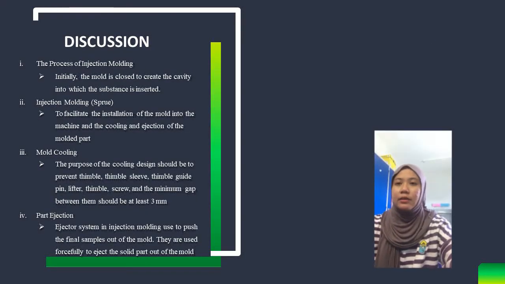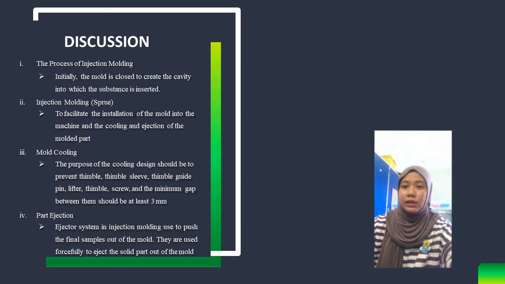For the discussion, first is the process of injection molding. Initially, the mold is closed to create the cavity into which the substance is inserted. For the injection molding, the sprue facilitates the installation of the mold into the machine and the cooling and ejection of the molded part. For the mold cooling, the cooling design should avoid the timber sleeve, timber guide pin, lifter, and timber screw, and the minimum gap between them should be at least 3 mm.